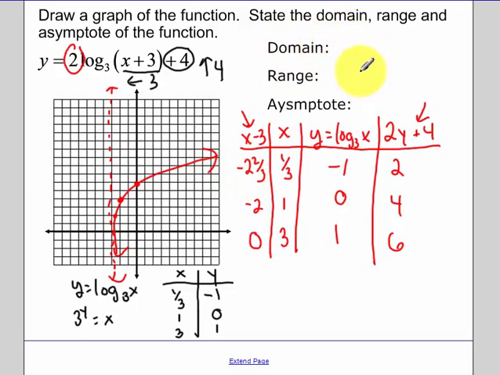Domain. Your domain, it's our wall we can't cross. X is greater than -3. Range is technically all real numbers because our graph goes infinitely down and infinitely up. Our asymptote, x equals -3.